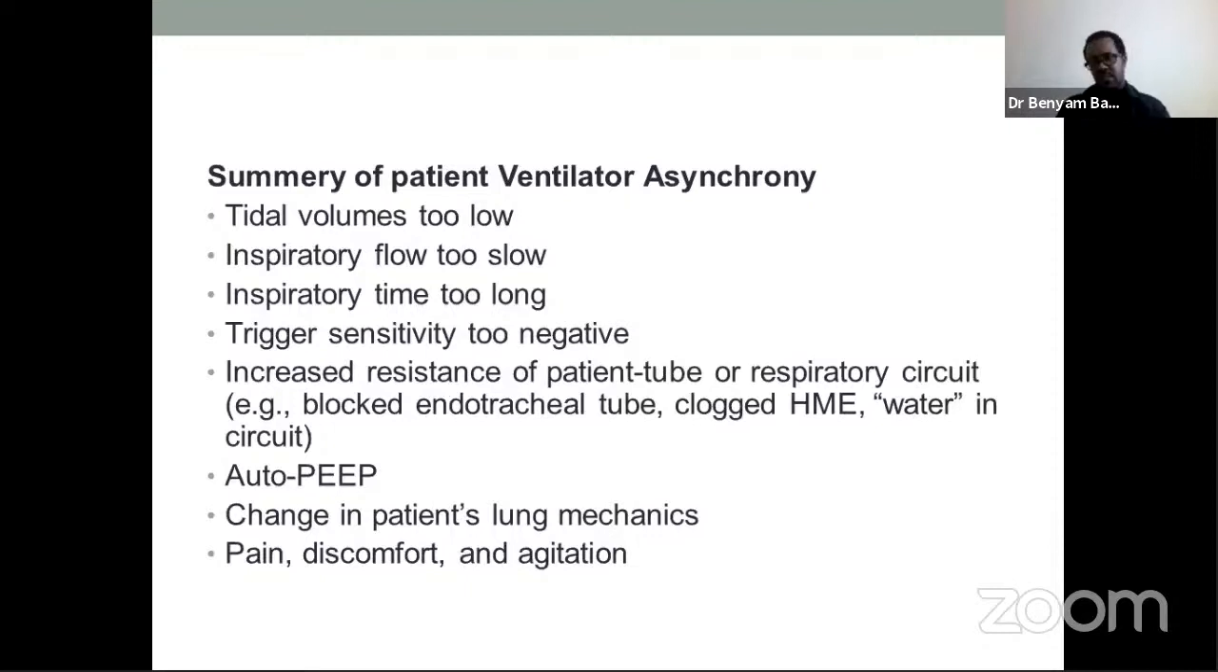And we should consider the patient's lung mechanics. So if you are using VCV and getting asynchrony, we will check all these things. If still no change, maybe we need to change the mode. The other option is that the patient should be sedated. If the patient has pain, discomfort, or agitation, it will cause asynchrony between the patient and the ventilator. So we should also check for the presence of pain, discomfort, or agitation in this patient. So maybe we may need to give neuromuscular blocking agents, or sedation or analgesia should be given.